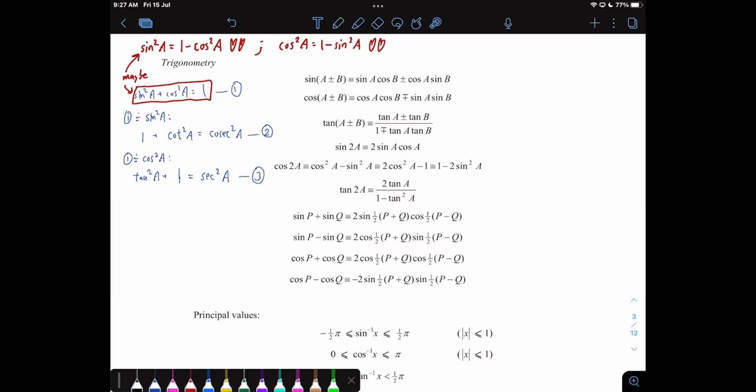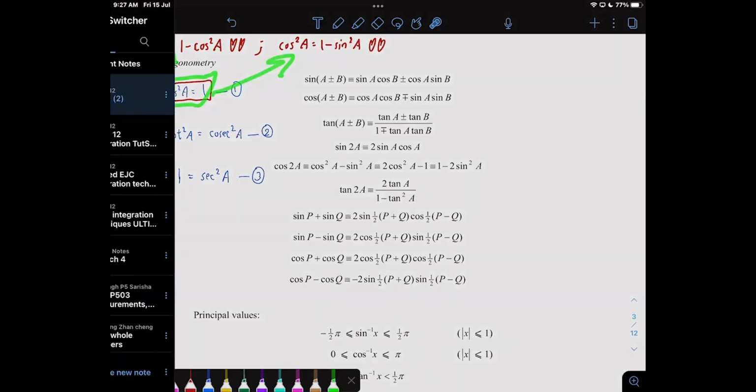So if you want, you can memorize. But I think you don't need to memorize. Just memorize one version, then make sine square the subject, make cosine square the subject. Learn the technique, it's more important. Okay, go back to the question.